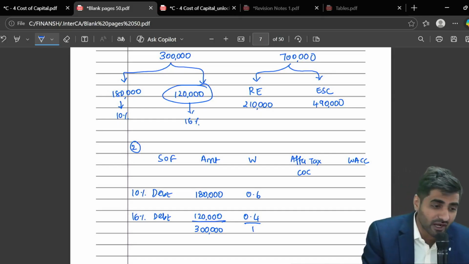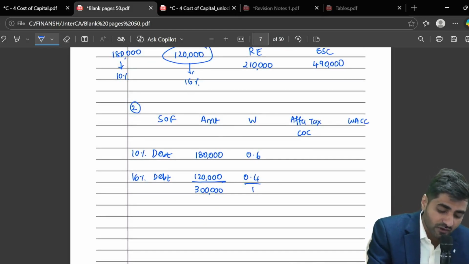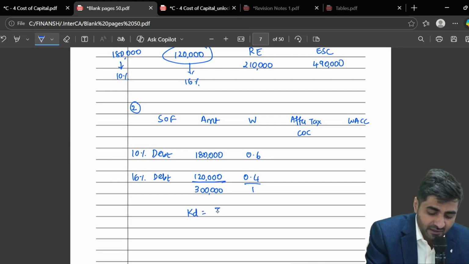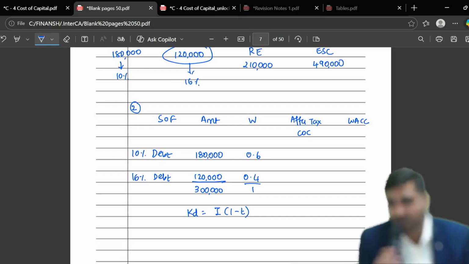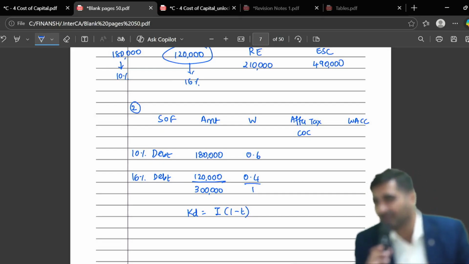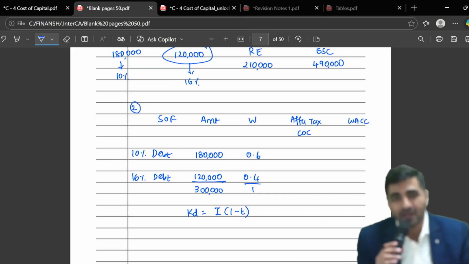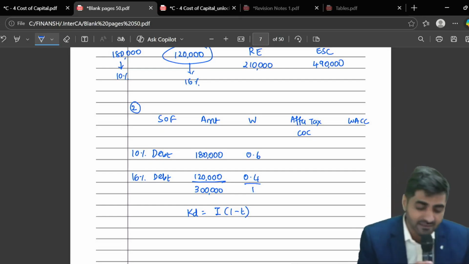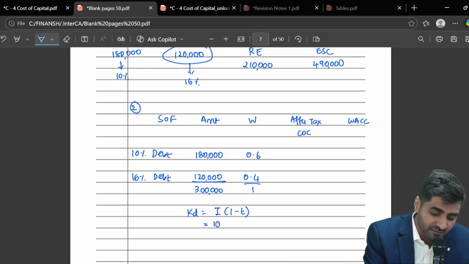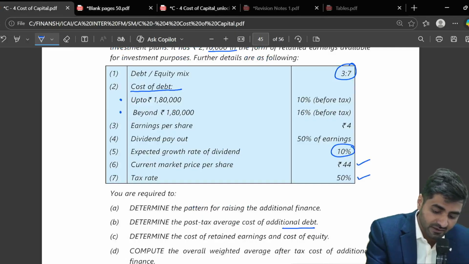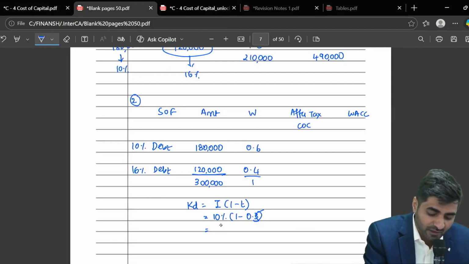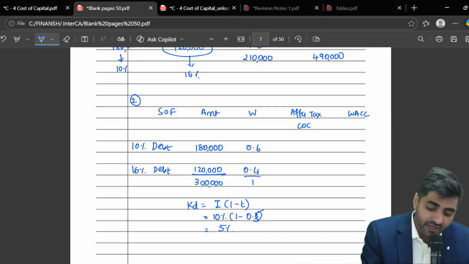Now, how do you calculate your after-tax cost of capital? To calculate after-tax cost of capital, that is KD, we have to take interest into 1 minus tax. We can directly do it because there is no net proceeds applicable here. So we can directly take the rate and multiply that with what? 1 minus tax rate, you will be getting the answer. What's your interest rate, guys? 10%. 1 minus what's your tax rate? 30%. 50%. Yeah, it's 50%, right? So what is this going to be, beta? 5%. So your KD will be 5%.